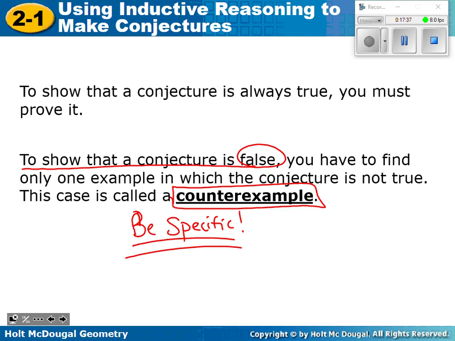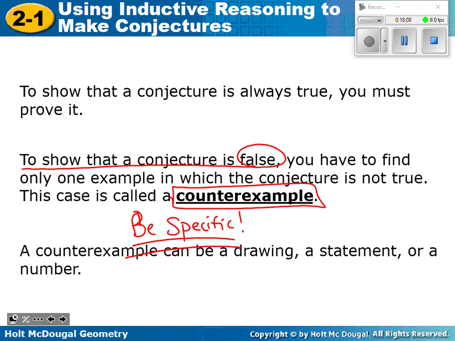So, for example, not specific would be an acute angle. Specific would be a 30-degree angle. Okay? Not specific would be any odd number. Specific would be 3. Okay? Be specific. You're looking for a counterexample, not a general broad topic, but a specific counterexample. And you only need one. The minute you come up with one, it is no longer true. Your counterexample could be a drawing, a statement, or a number. So it may be that you draw me a picture of a 30-degree angle. It may be that you write the measure of the angle is 30 degrees.